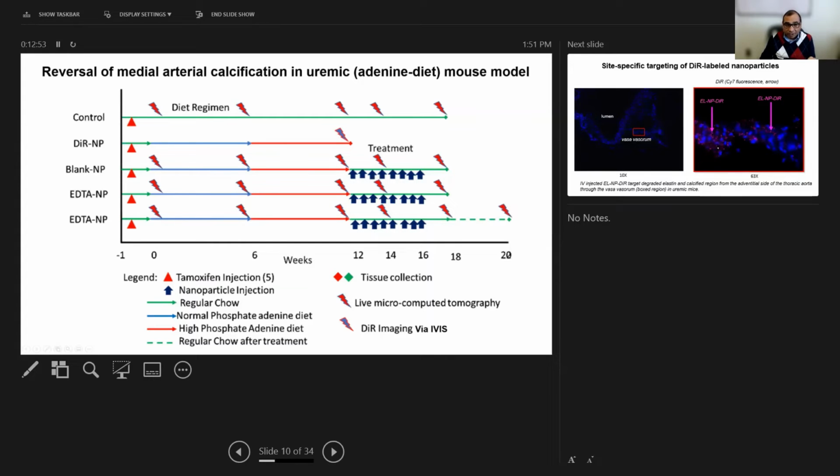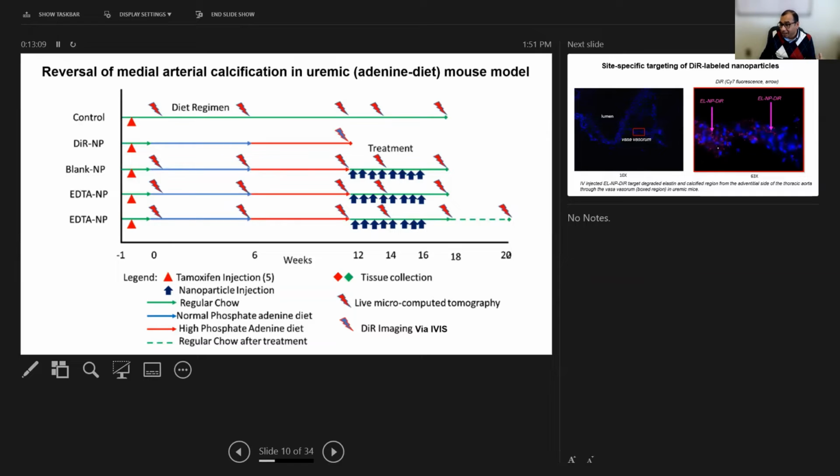So we developed an experiment where we have the control mice, which are essentially mice on a normal diet that do not develop any calcification. Then we also injected these nanoparticles where we replaced EDTA with a fluorescent dye.